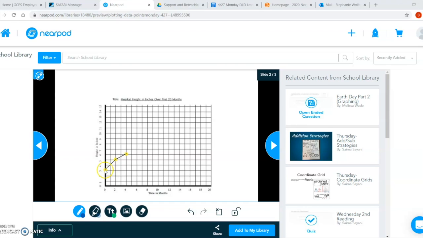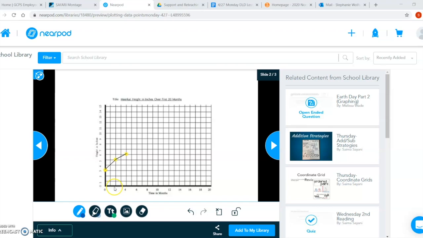So they plotted the first few points of a meerkat's life. Usually when it's born, it looks like at 0 months old, it's about 3 inches. Then at 2 months, it was 5 inches, and at 4 months, it was 6 inches. So our goal is to keep plotting these points, and then we're going to connect our points and see if we can see a pattern for the growth of these meerkats. So I recorded my information over to the side. So our next point is 6 months, and the meerkat is 7 inches.